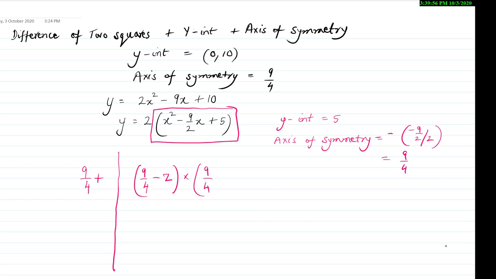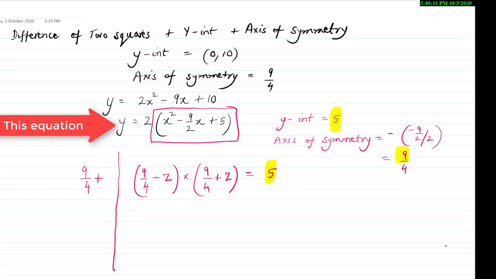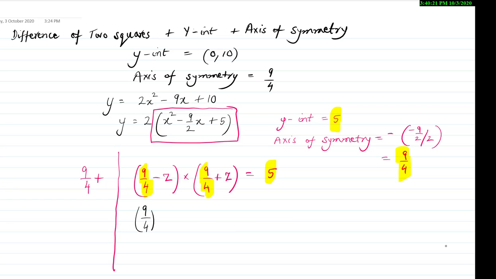So we know that the two solutions lie on either side of the axis of symmetry at the same distance. And we are equating this equal to the y-intercept, which in this case is 5. So in this case, the y-intercept is 5 after having taken 2 as a common factor of the quadratic. Now using difference of two squares, I can write that as 9 over 4 squared minus z squared equals 5.